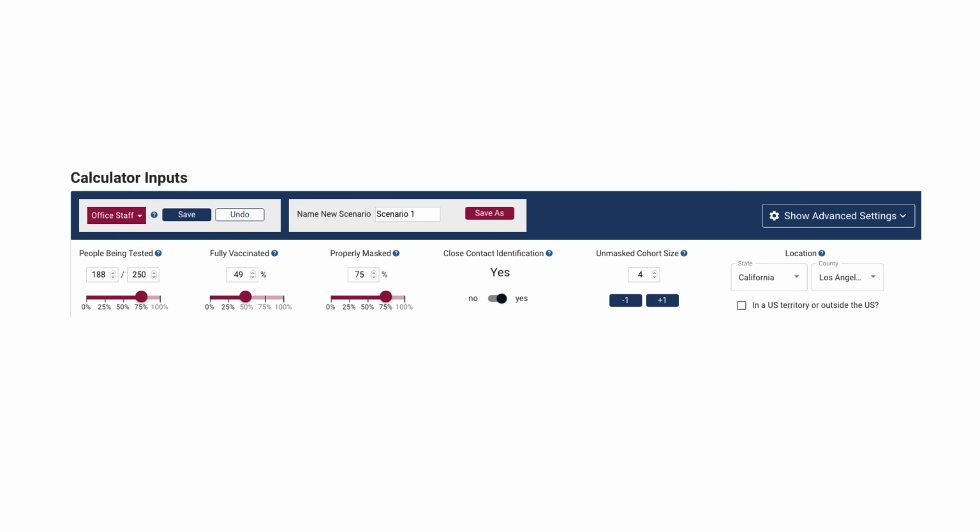Once you go to the results page, you can change your inputs, as well as break down your organization into smaller groups, like teachers, students, and the football team in schools, or office workers and plant floor workers in a manufacturing facility.